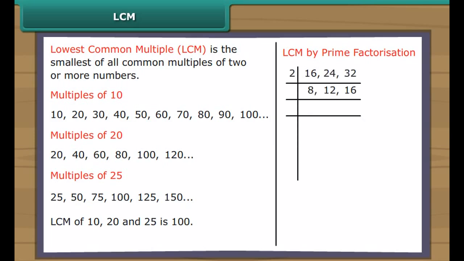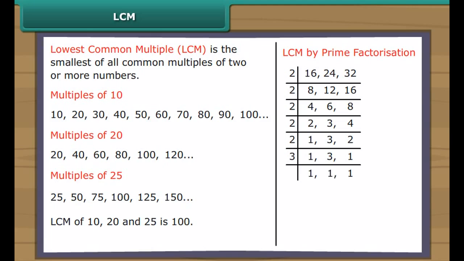Prime factorization method involves dividing the three numbers by prime factors till the quotient is 1. Let us start with the smallest prime factor that divides at least one of the three numbers. 2 is the smallest prime number that divides 16, 24 and 32. Let us continue to divide the quotients by 2, 4 more times till it is not possible to divide any quotient by 2. The next smallest prime factor that divides one of the quotients, 1, 3 and 1, is 3. Multiply all the divisors, 2, 2, 2, 2, 2 and 3. Therefore, LCM is equal to 2 into 2 into 2 into 2 into 2 into 3 is equal to 96.